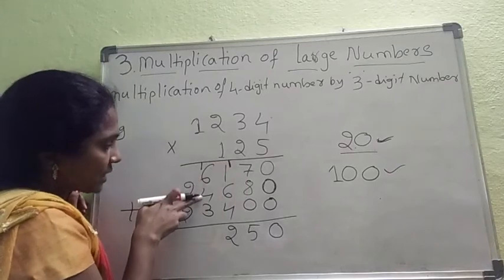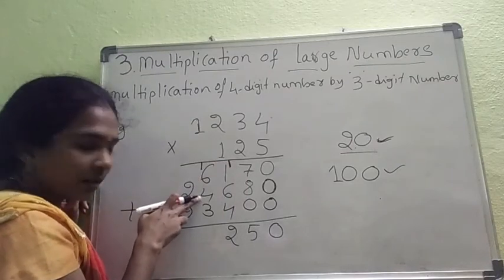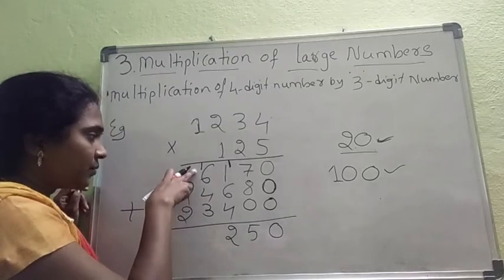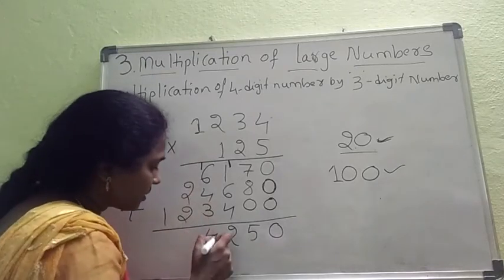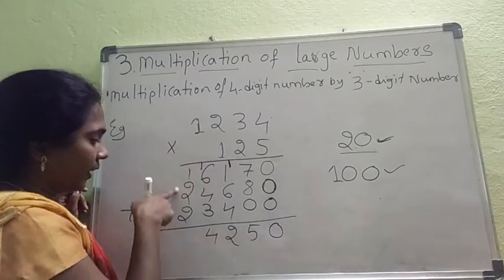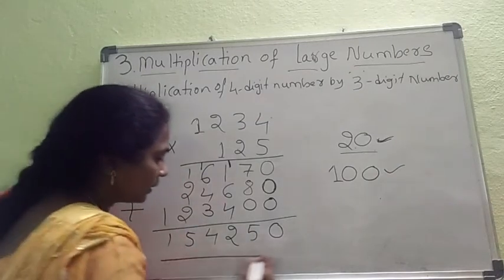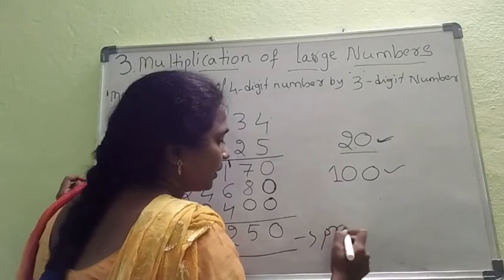Now 6 plus 4, 10. 10 plus 3, 13. 13 plus this 1, 14. Again a 2-digit number, 4 here, 1 as a carry. 2 plus 2, 4. 4 plus 1, 5. This is 1. This is the final product.